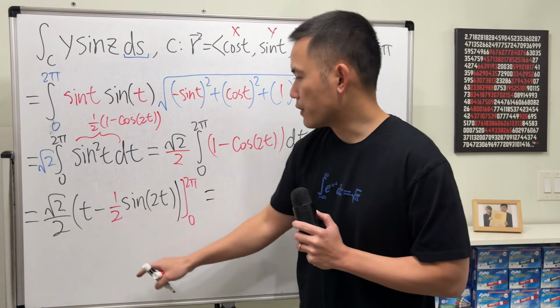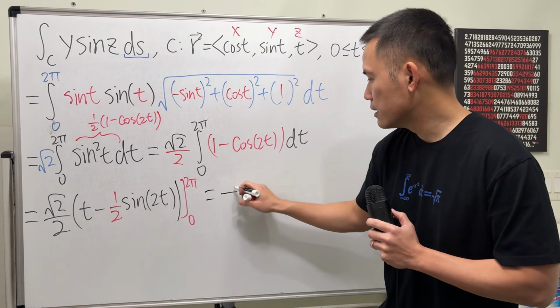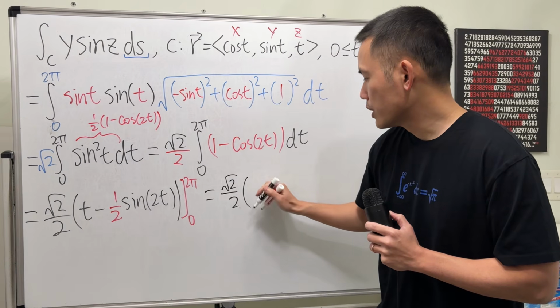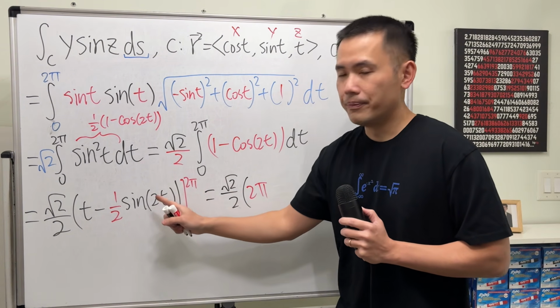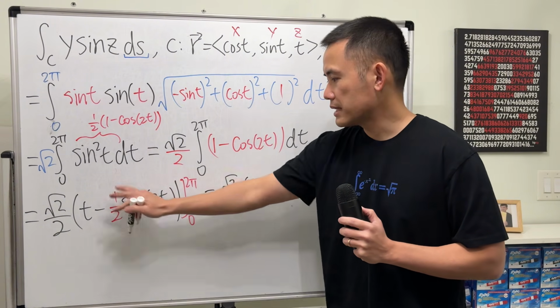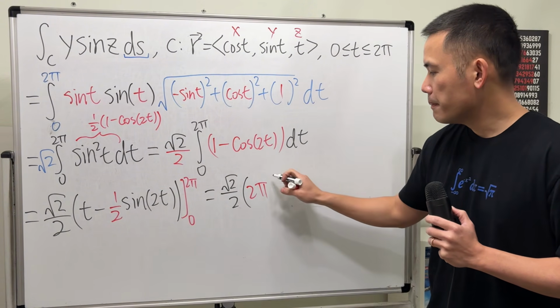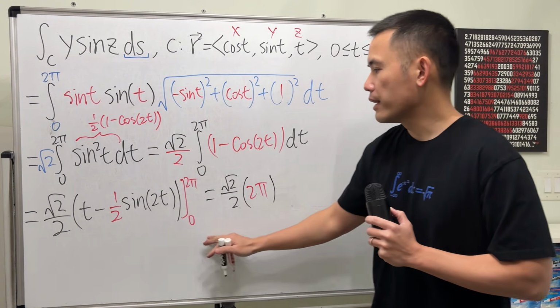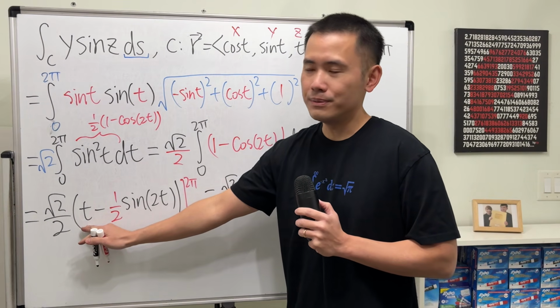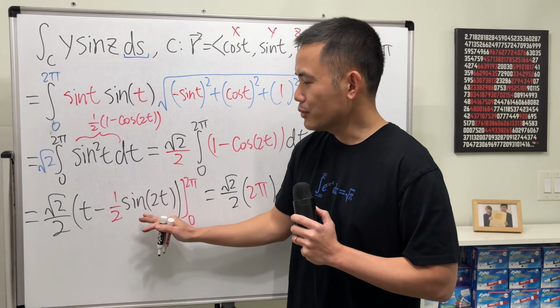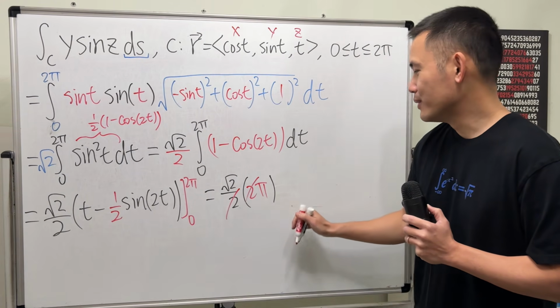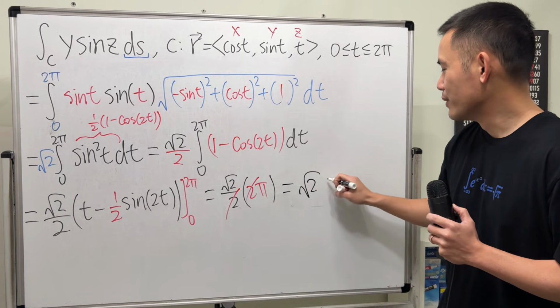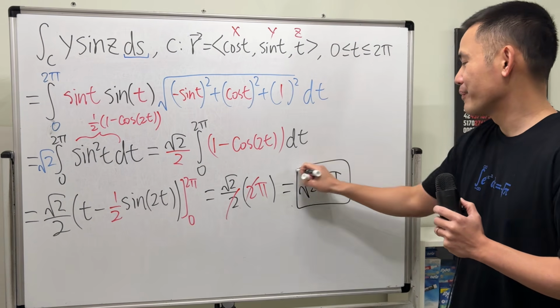Putting 2 pi in here first, we still have that in the front. So we get 2 pi here. Now, when we put 2 pi into here, sine of 4 pi is 0, so that's out, doesn't matter. And then we will have to minus plug in 0, but that's 0. And then sine of 0 is also 0, so that's out. So in fact, this is what we have. And lastly, just get rid of the 2, and we get square root of 2 times pi.